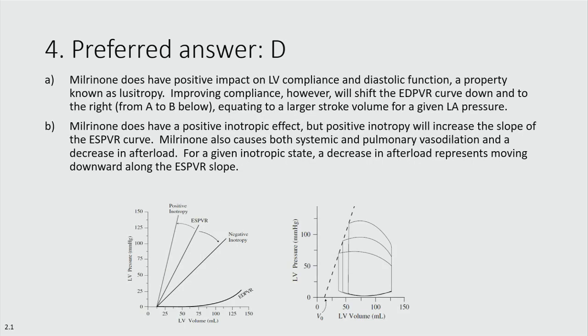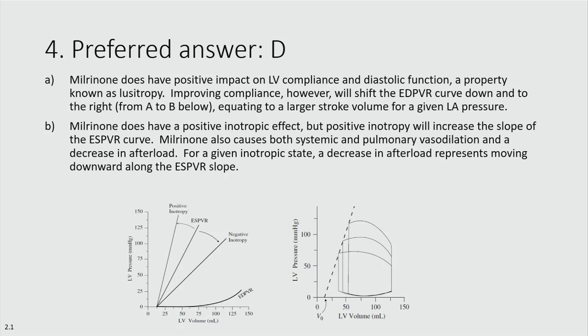And B, milrinone does have a positive inotropic effect, but positive inotropy will increase the slope of the end-systolic pressure volume relationship curve. Milrinone also causes both systemic and pulmonary vasodilatation and a decrease in afterload. For a given inotropic state, a decrease in afterload represents moving downward along the end-systolic pressure relationship slope. And Amy, do you want to make a comment on that? Because I think that's important.